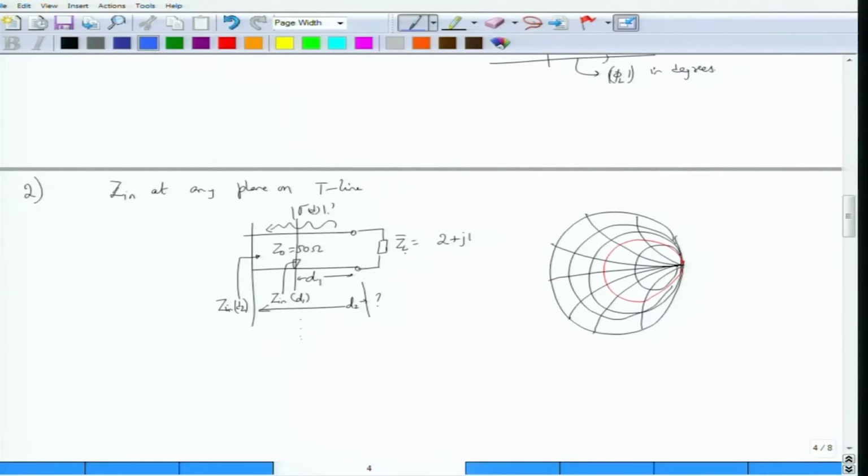So the first step would be to enter your Smith chart with ZL bar. Since ZL bar in this particular case happens to be 2 plus j1, in my graph this is 2 and then this is 1. So this would be the point that I am looking at. This is my ZL bar. Now with that ZL bar as one point and with the center as another point, draw a circle of this radius. So this circle is the constant gamma L circle.